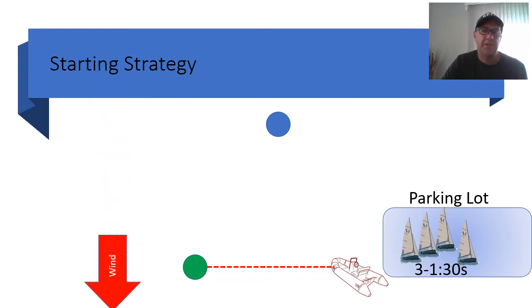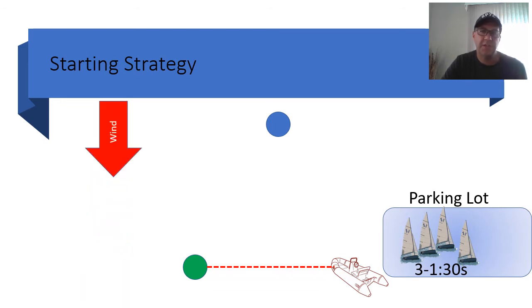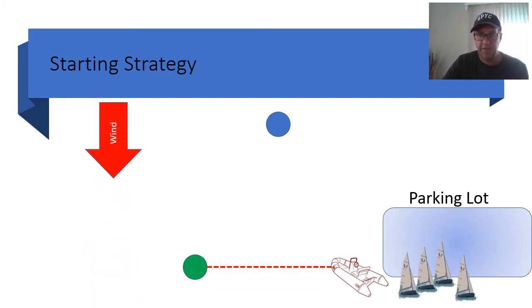You want to be in the parking lot 3 minutes to about 1:30 before the actual start of the race. This is where you want to be. At 3 minutes, you should be talking strategy. At 1:30, you should start executing that strategy.